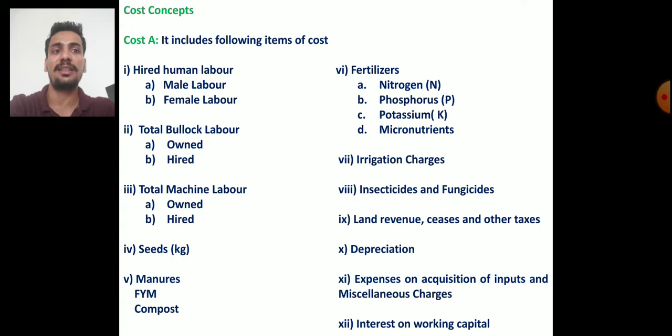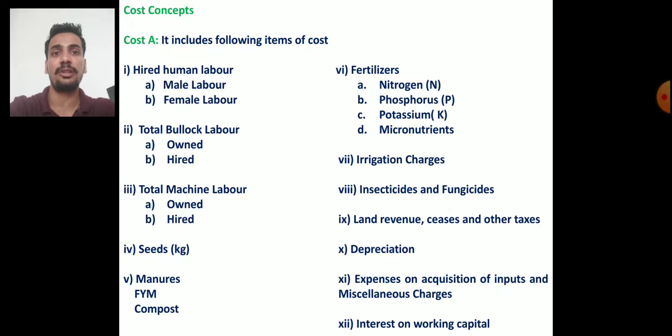Then next is insecticides and fungicides, meaning agrochemicals, or the plant protection chemicals which are required for control of pests and diseases. It may be in kg or liters also. Okay. The next is land revenue, cesses and other taxes.